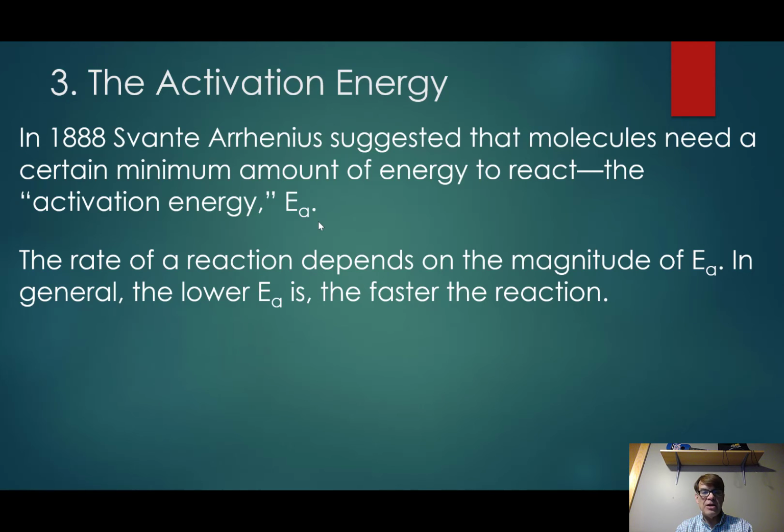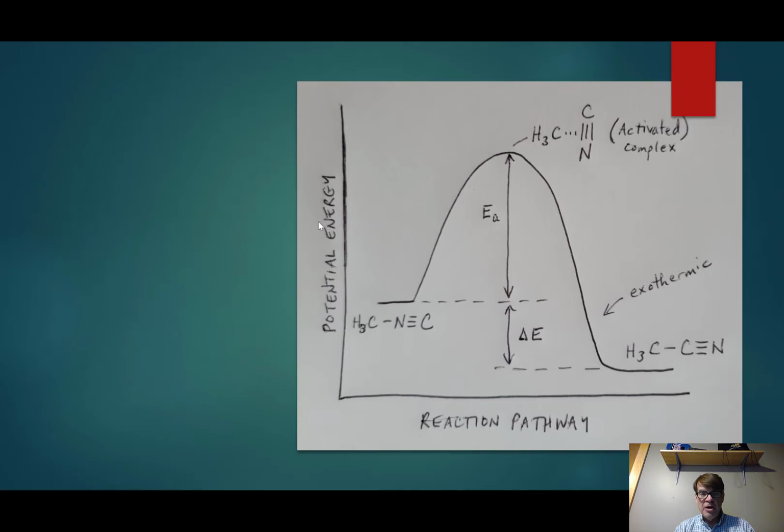So the rate of a reaction depends on the magnitude of this activation energy. In general, the lower the activation energy is, the faster the reaction. Why? Because you don't have to put as much into it, right? It's easier. It doesn't have to go up here. It only has to go down here. So the rate of reaction will go faster if it has a lower activation energy for the reaction.